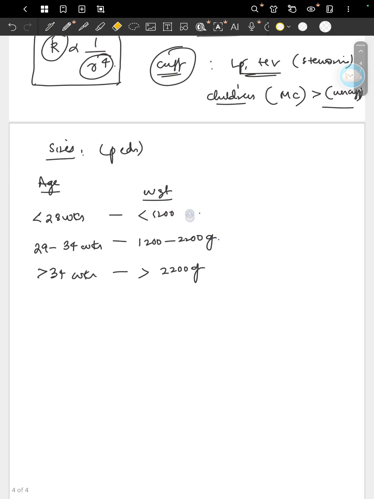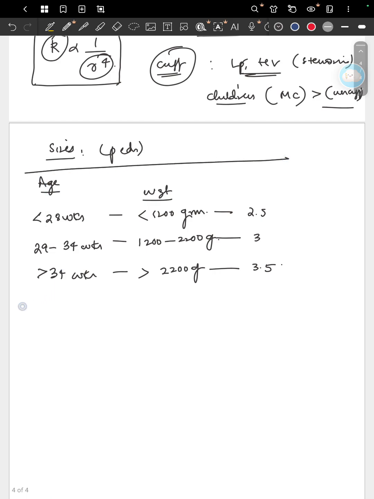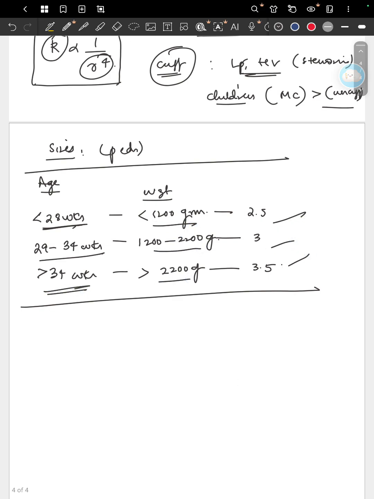So this will be 1200 grams, of course. It's obviously not kgs. Now this is the weight of the individual baby. Then sizes, it will be 2.5, 3 and 3.5. So you just have to remember this table like this. So 28 weeks, 29 to 34 and greater than 34. Then we have weight, then we have sizes. So these are for different age groups and weight.